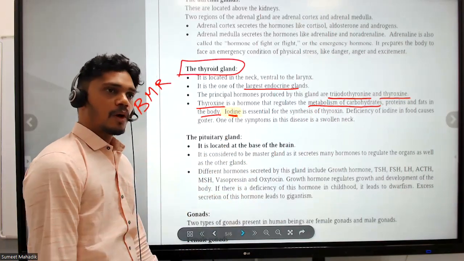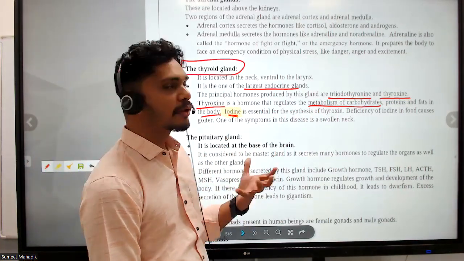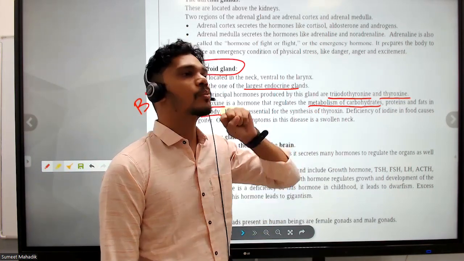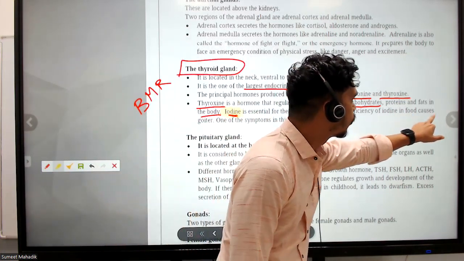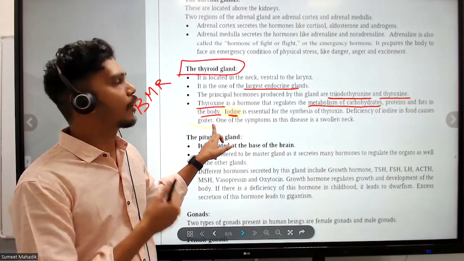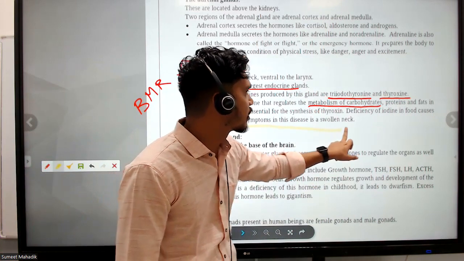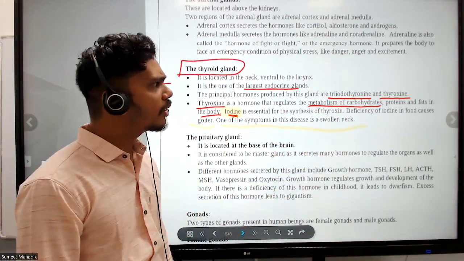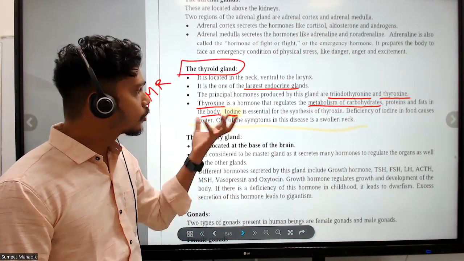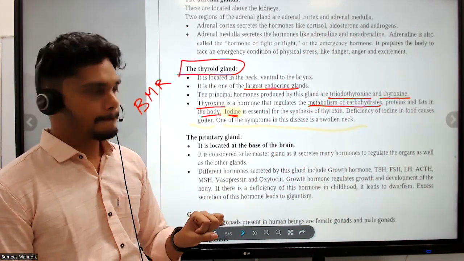Who is responsible for the synthesis of thyroxine? Iodine. If your intake of iodine is not sufficient, the gland undergoes enlargement to absorb more iodine. Deficiency of iodine in the food causes goitre. What is goitre? The enlargement of the thyroid. One of the symptoms is a swollen neck. Why the swollen neck? This part gets enlarged. Why does it get enlarged? Because it has to somehow absorb iodine.